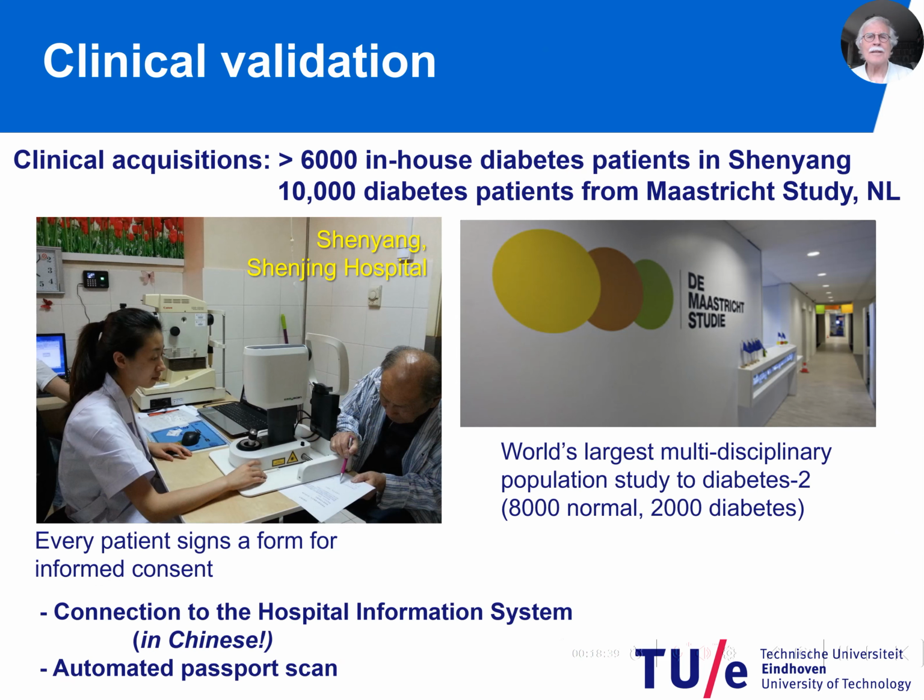Well, we had the clinical validation with our in-house patients in Shenyang, but also in the Netherlands there was a large study going on. It's actually the world's largest multidisciplinary population study to diabetes 2, with 8,000 normals and 2,000 diabetes. They study everything from MR scans, blood investigations, and full optometry investigations, ophthalmological investigations. And we could have access to their data. That was fantastic. And in Shenyang Hospital, we were in the clinic, and every patient signed a form for informed consent, and we got these 2 data sets.